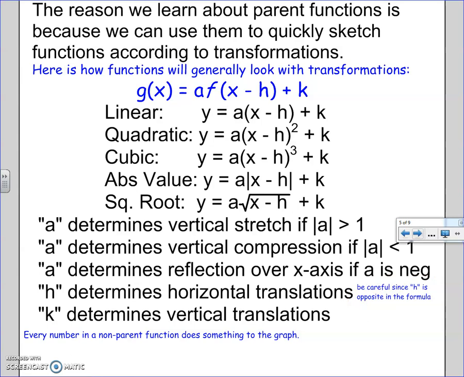All right, and then k is the vertical translation. This is up or down, it's normal. So if I have a plus 10 at the very end, it means it goes up 10. If I have a minus 7 at the end, it means it goes down 7. But every single number in an equation does something to the picture. If it's not an identifier, it does something. It either moves left, right, up, down, makes it stretch or compress vertically, makes it reflect or not.